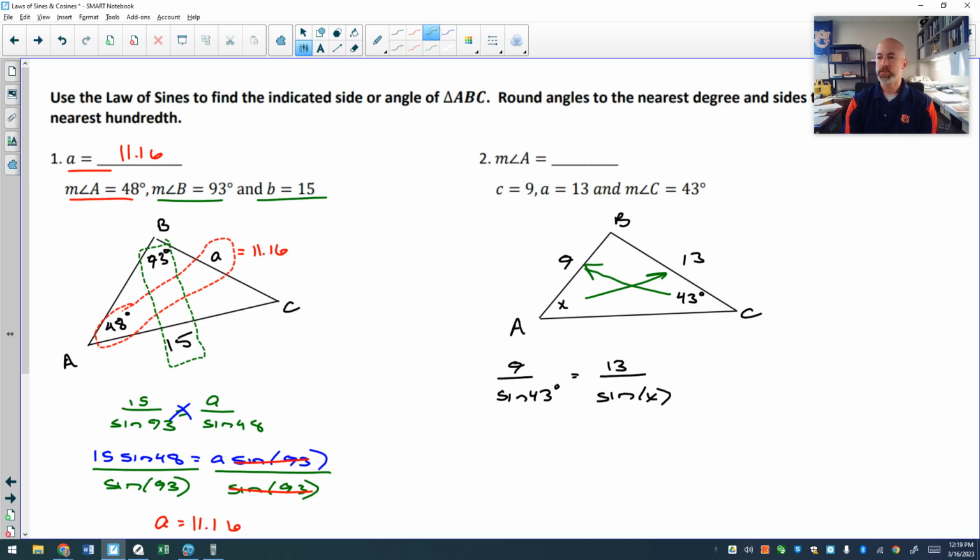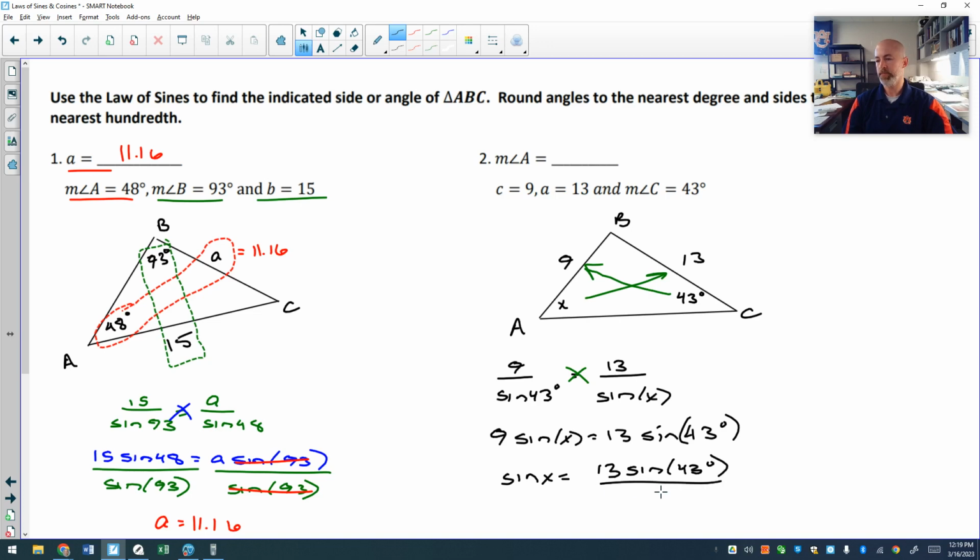And I will cross multiply. That gives me 9 times the sine of X is equal to 13 times the sine of 43. And I'm trying to solve for X. I'm going to need to move the 9 over. So sine of X is equal to all of this, 13 sine of 43 degrees divided by 9.